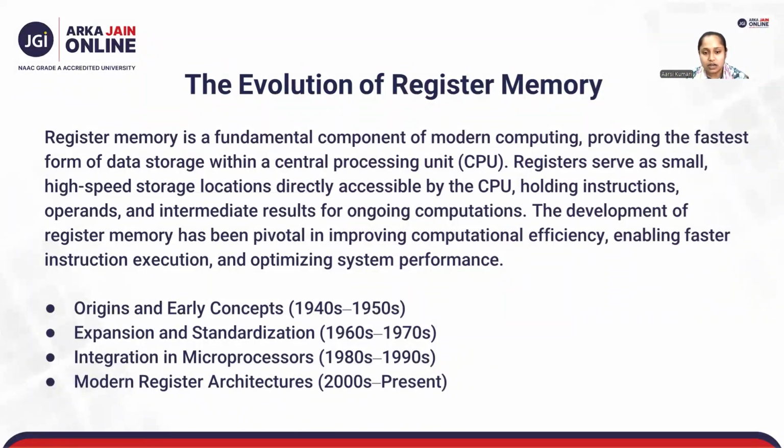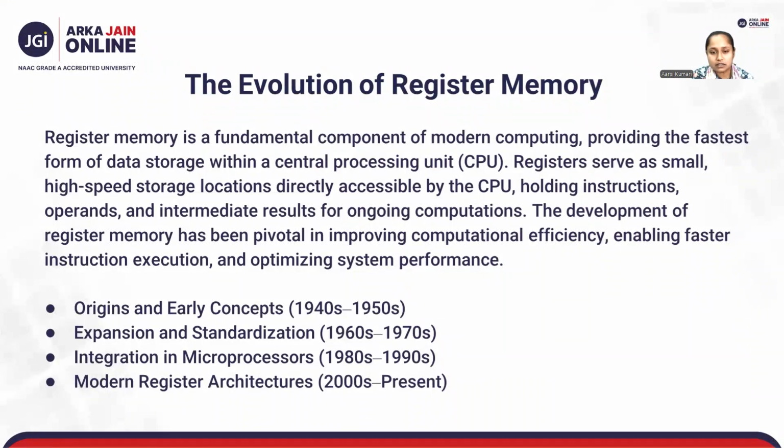Von Neumann architecture, proposed by John von Neumann in the late 1940s, formalized the use of registers as an internal part of the computer control unit. The architecture introduced concepts such as a program counter, PC, accumulator, AC, and instruction register, IR, laying the foundation of modern register-based processing.